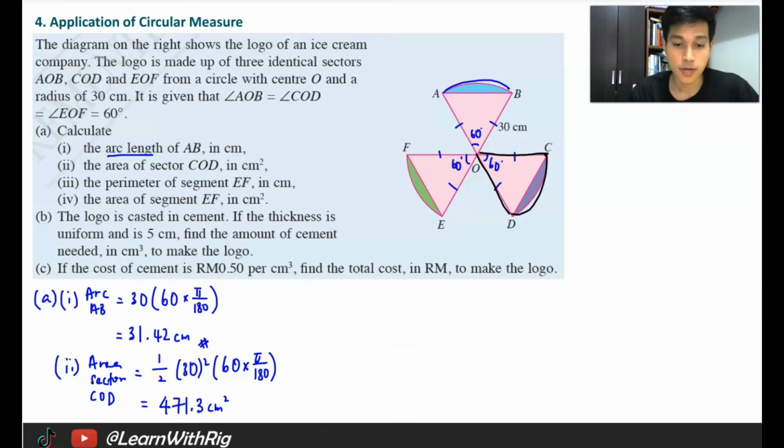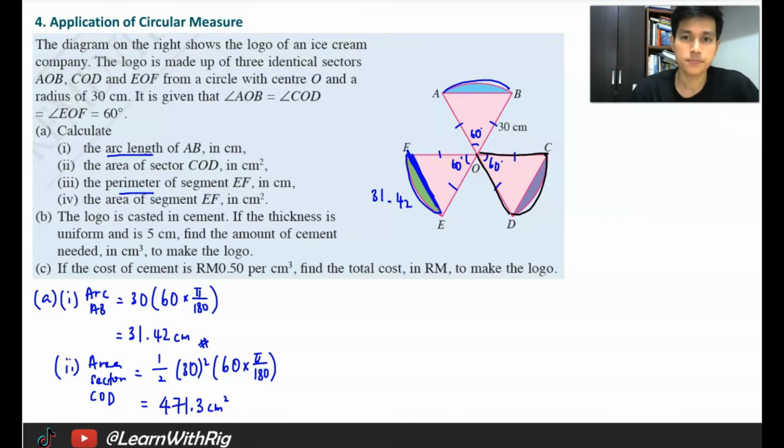Okay, so if you get anywhere close to 471.15 is acceptable. Okay, that's the actual answer. Next, you want to find the perimeter of segment EF. Where is EF? Okay, EF is here. So this is the perimeter. So the arc length you already found, right? Arc length is this, because it's identical shape. So here also is 31.42, yes. So now you want to find the EF, this straight line here.